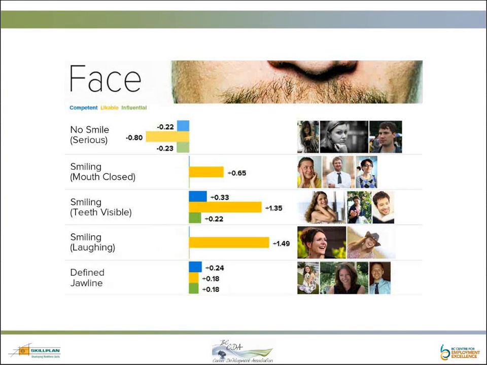What about your face? Don't be serious. Make sure you have a smile. Bonus points for smiling with visible teeth. That's how you get the maximum rating, both on competency, likability, and influence. Laughing can get you good points for likability, but doesn't necessarily have an effect on your rating in terms of competence or influence. Having a defined jawline is also great, so if you can use lighting or a bit of photo editing to enhance those features, that might be something you want to do.